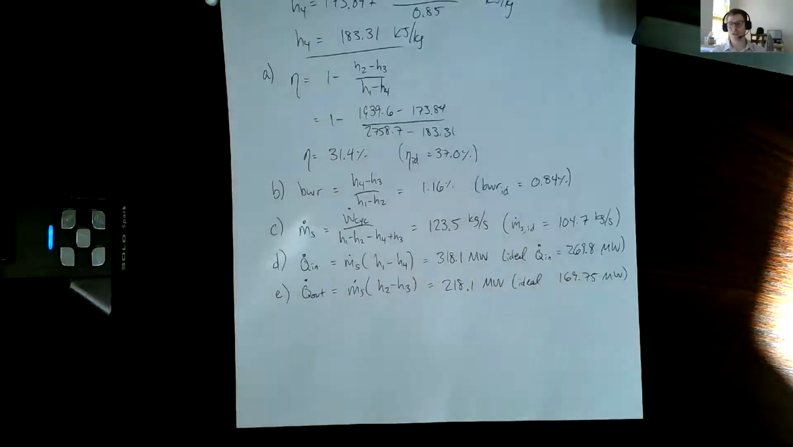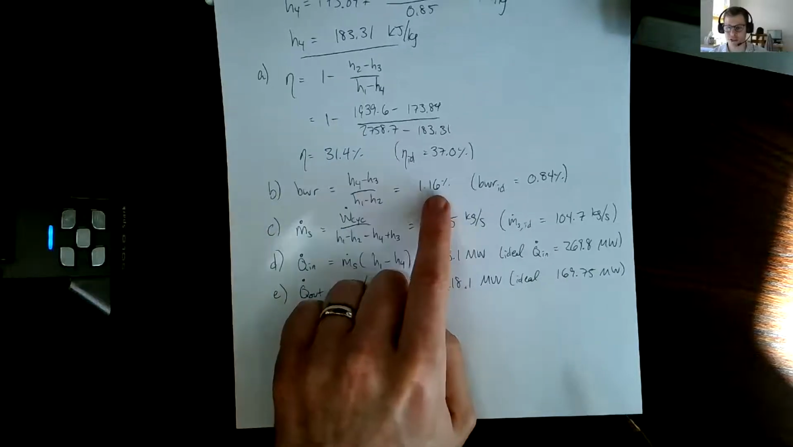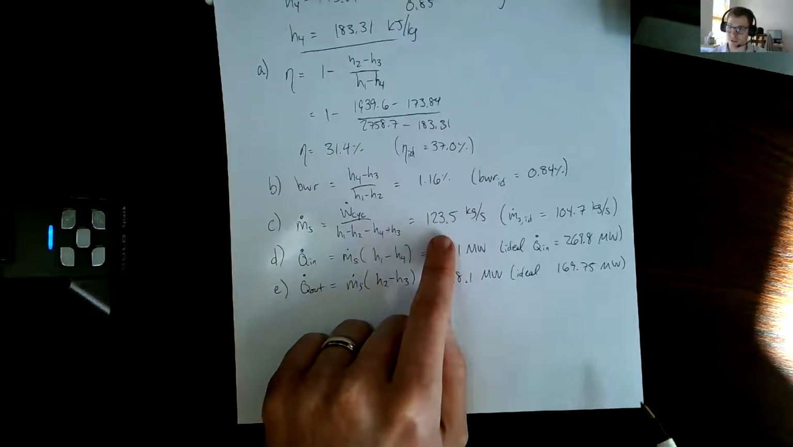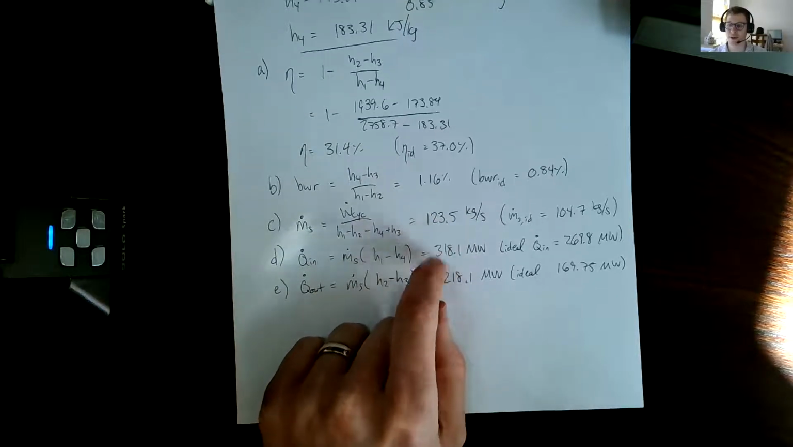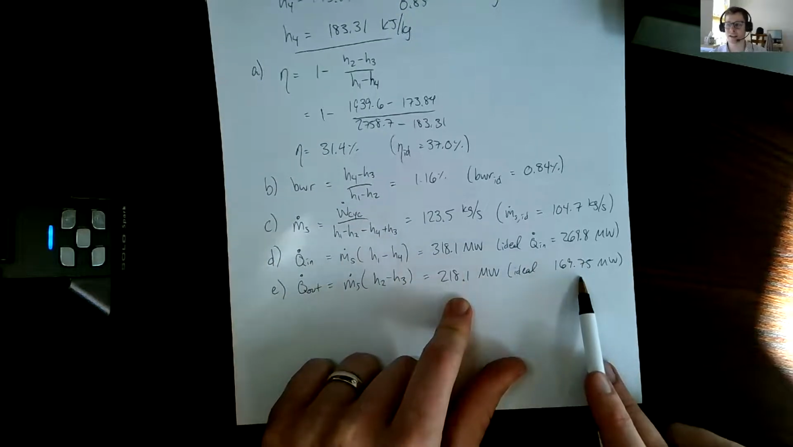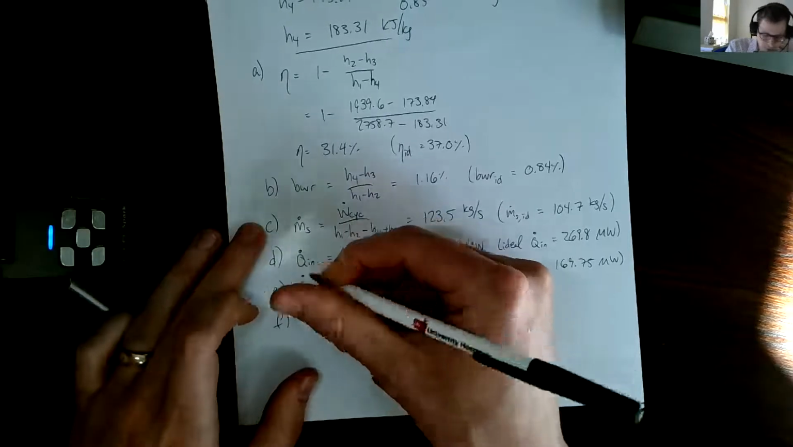So really, the inefficiencies cause everything to be worse, right? Our overall efficiency goes down, the back work ratio goes up. We need more steam going through the system to get the same power output. We need to put in a lot more heat, and we have to dissipate a lot more waste heat. Okay, and then finally, the mass flow rate of the cooling water.